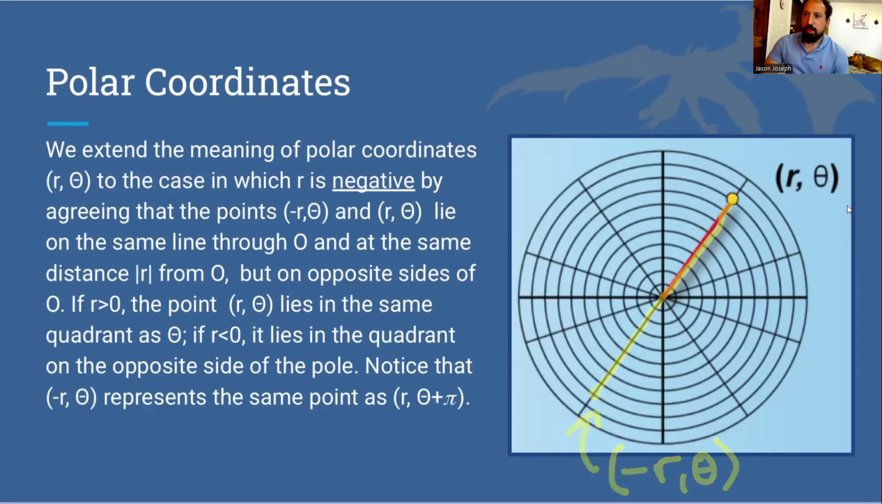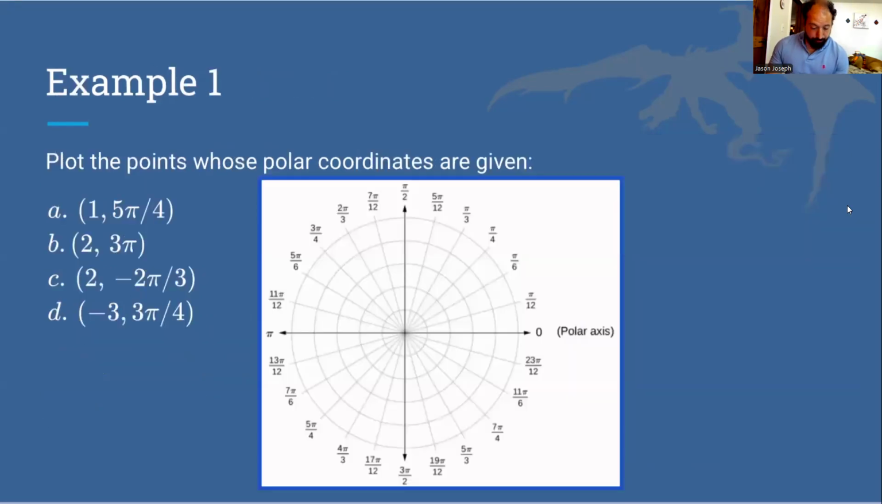So you might say, why do that? Well, it turns out to be convenient when graphing equations. We'll look at a more explicit example of that in a moment, but it is an important thing to remember that negative r, theta is the same as positive r and then adding pi to the angle. Two different ways of writing the same point.